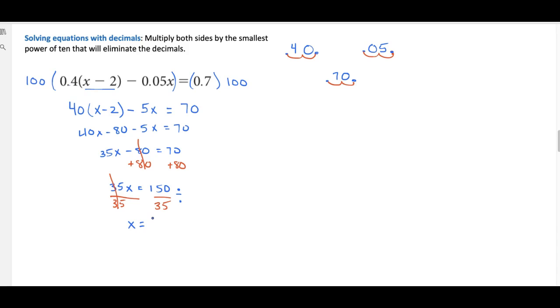Well, here, let me do this down below. I think it's more clear. 150 over 35. We're going to divide top and bottom by 5. So we're dividing by 5 over 5. So divide top by 5 and bottom by 5. However you want to think about that for reduction, that's going to be 30 over 7. So your final answer is 30 over 7.